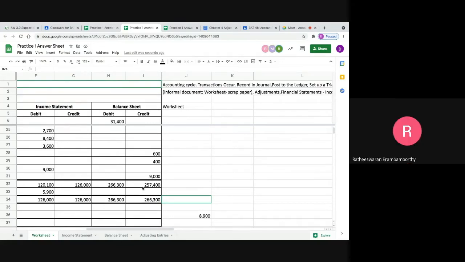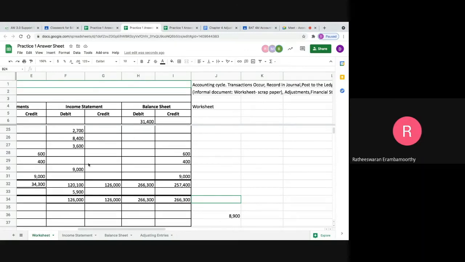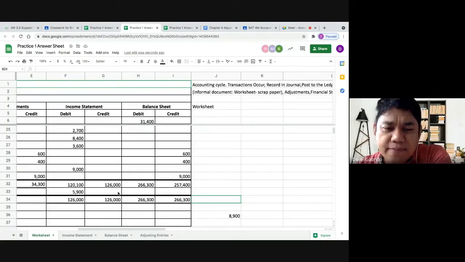I calculated the net income as 5,900. Wait, just a second. Ritiswaran, your net income is also 5,900? Yeah. Already we're the same. Already calculated the net income, 5,900, correct. So we are the same.